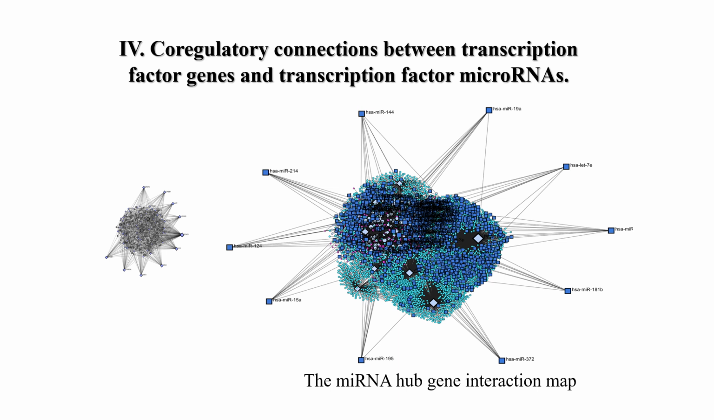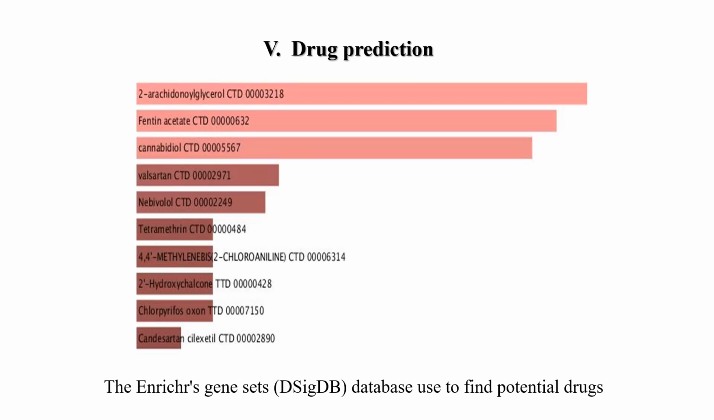So the last part is drug prediction. Last but not least, that is the most crucial portion of our research. We see that 2-arachidonylglycerol ranks first, the second rank is fenretinide acetate, and the third rank is cannabidiol CTD. In this portion, we also used the Enrichr server to find the result, and I also used a database called DSigDB to find our potential drugs or molecules to treat ALS.